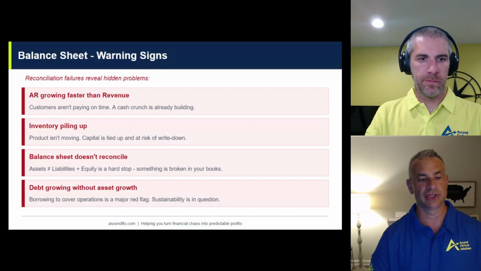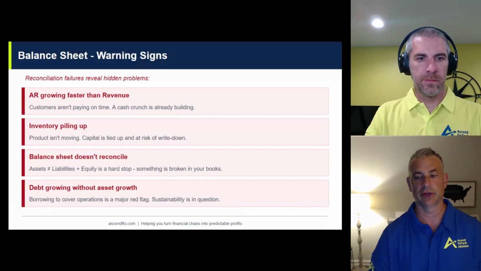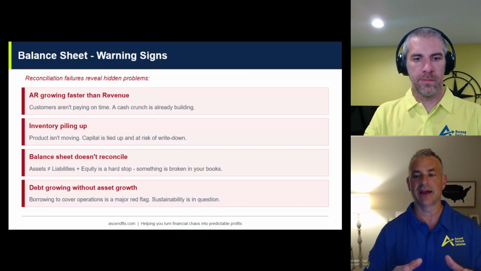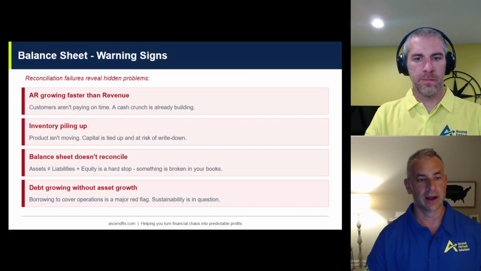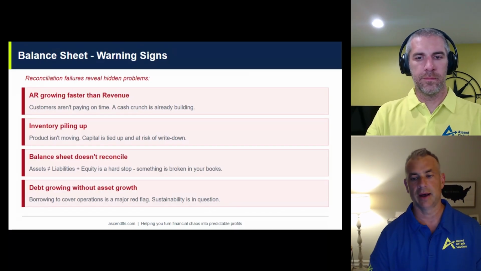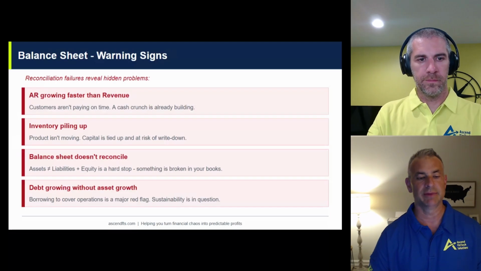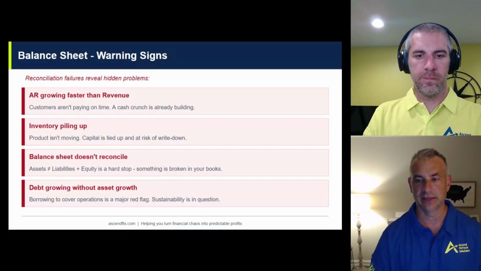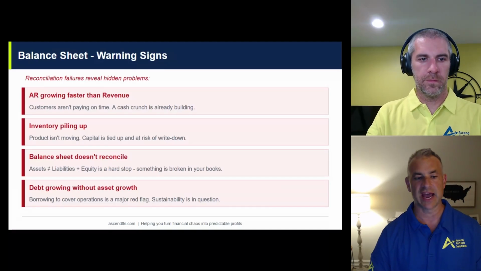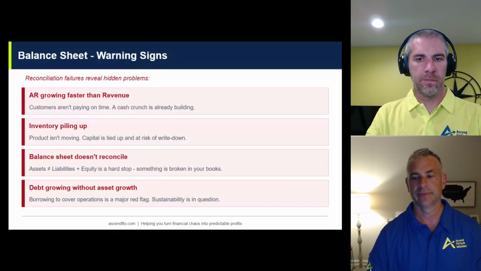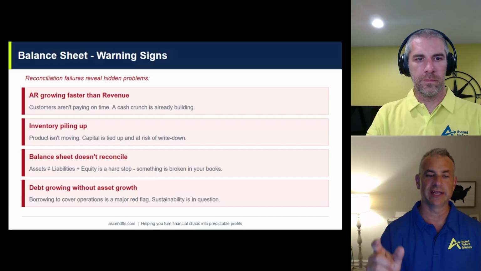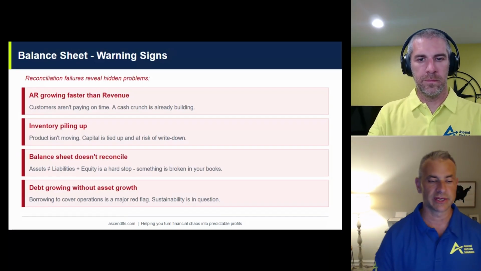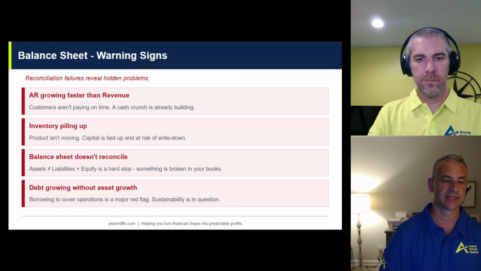Third is if your balance sheet doesn't reconcile. The good thing about accounting and your books is they all tie together and they should all reconcile. The income that you have on your income statement rolls into your balance sheet as a line item. It all works together. The cash flow statement, which we'll go over next, lets you track the change in cash on your balance sheet to your cash flow statement. So they all work together, they all tie together, and they should all reconcile.